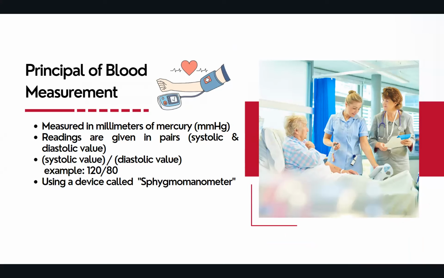I'm going to explain the principle of blood pressure measurement. Blood pressure is measured in millimeters of mercury, or mmHg, and the readings are given in pairs, the systolic and the diastolic value. The systolic value is written first, then there is a slash. After that, there is the diastolic value. For example, 120/80 means that 120 is the systolic value and 80 is the diastolic value. And the device to measure blood pressure is called a sphygmomanometer.